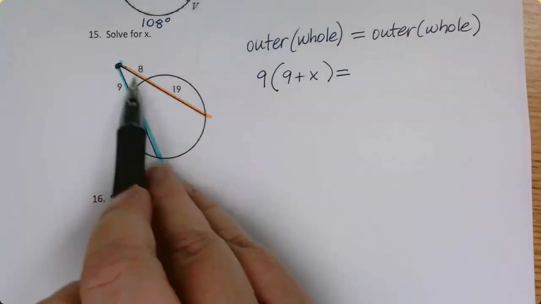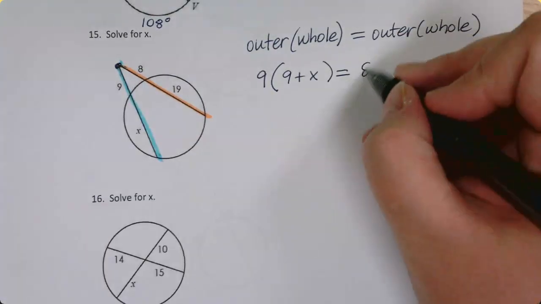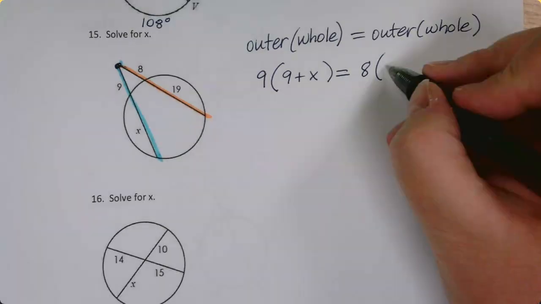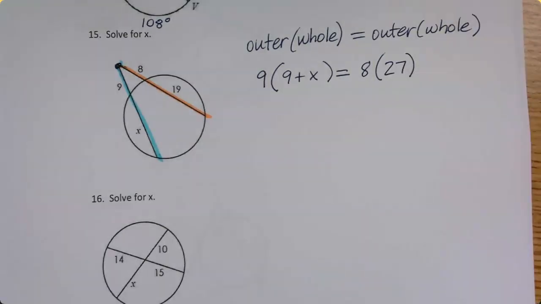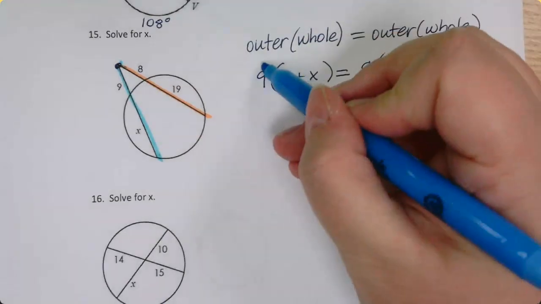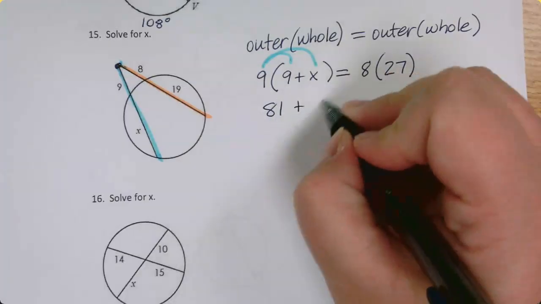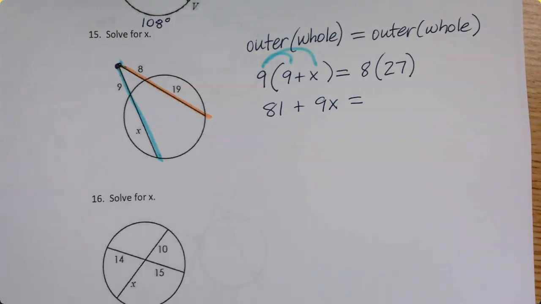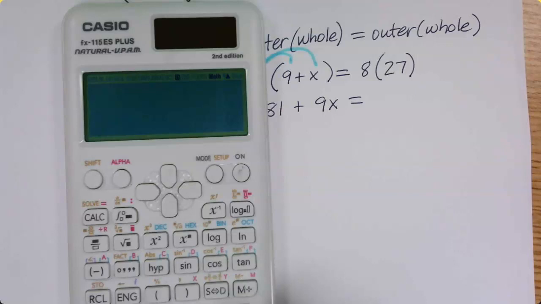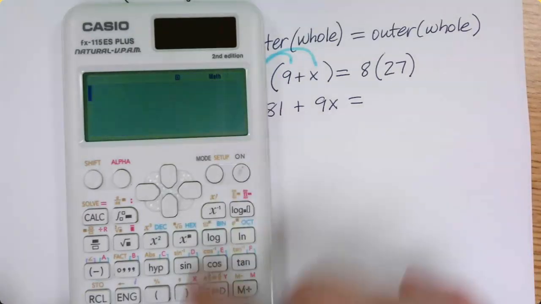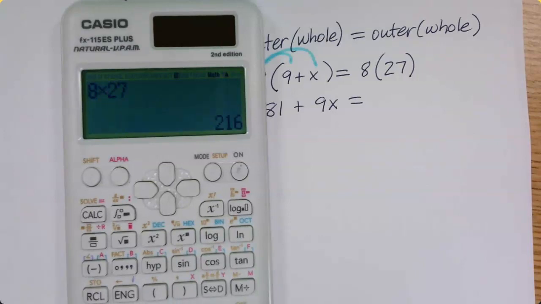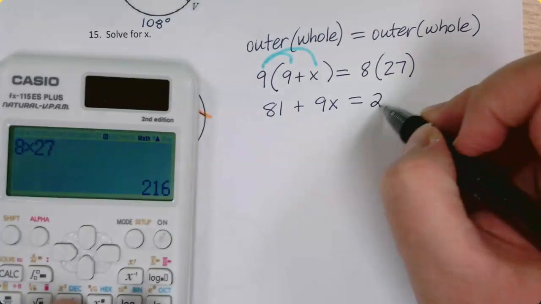So the outer part on the orange segment is 8, and the whole thing is 8 plus 19. 8 plus 19 is 27. I think this is actually the same as a problem we did in class today. So now I'm ready to distribute. I'm going to distribute 9 times 9 and 9 times x. 9 times 9 is 81, plus 9 times x, equals 8 times 27. Let's do it real quick. 8 times 27 is 216.